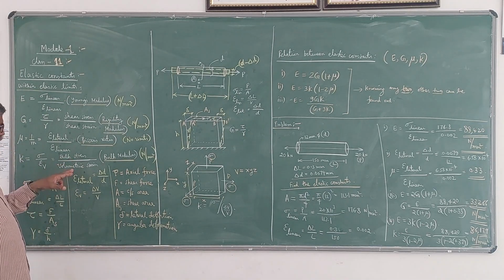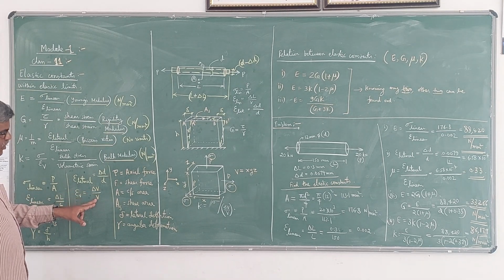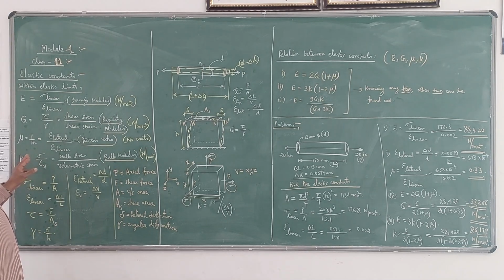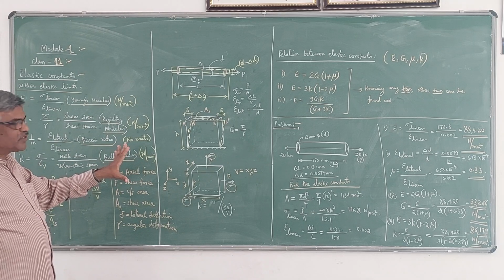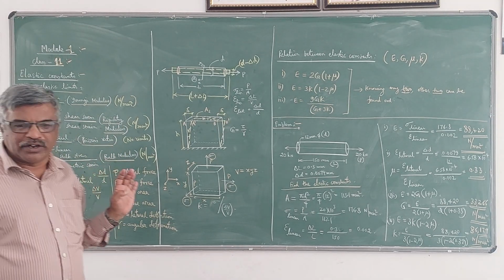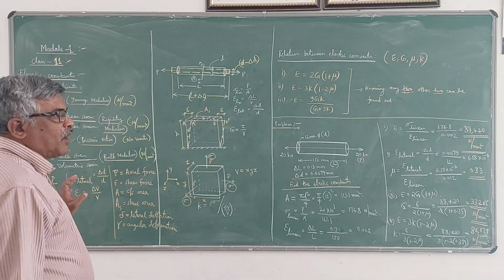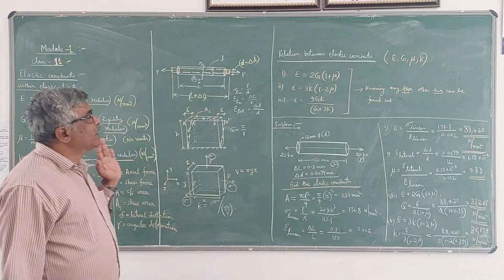So bulk stress divided by volumetric strain, which is change in volume divided by initial volume, gives the value of the bulk modulus. Its unit is also Newton per mm square. If you observe all these elastic constants, E, G and K all have the same units, Newton per mm square or MPa, whereas Poisson's ratio is a constant. It doesn't have any units.